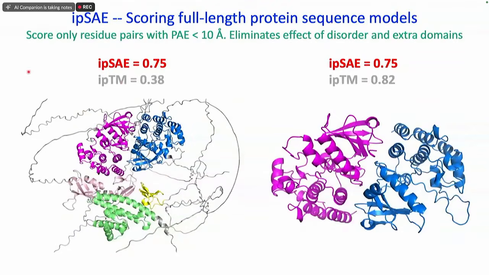So for this complex, remember ipTM was 0.38. Of just the two proteins, it was 0.82. But this ipSAE score, ipSAE is what we call it, is 0.75 for both. So that's good. It's behaving the way we want it to.